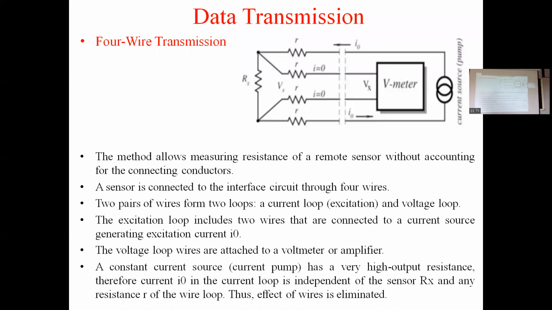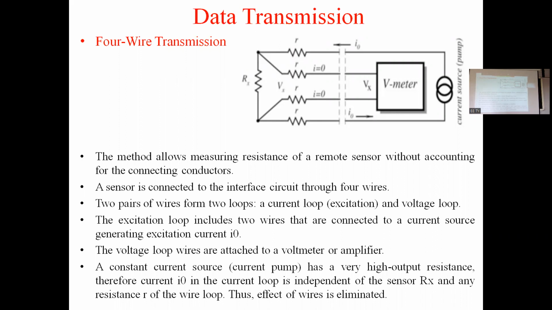The voltage loop wires are attached to a voltmeter or it may be an amplifier. त्याच्याकडे दोन वायर आहेत, this forms a voltage loop, right? And this wire is attached to either a voltmeter or an amplifier. Either amplifier ला connected केलेले असतील or voltmeter ला connect केलेले असतील.